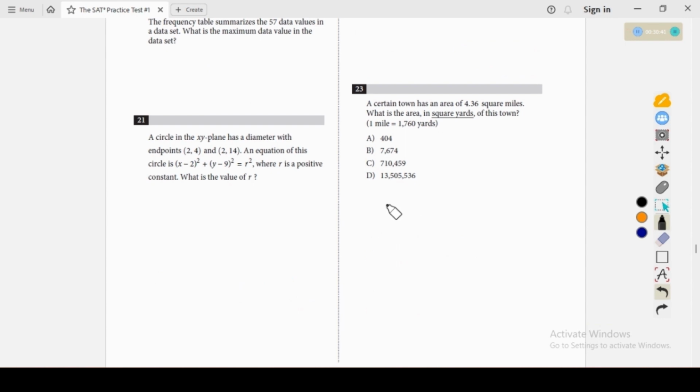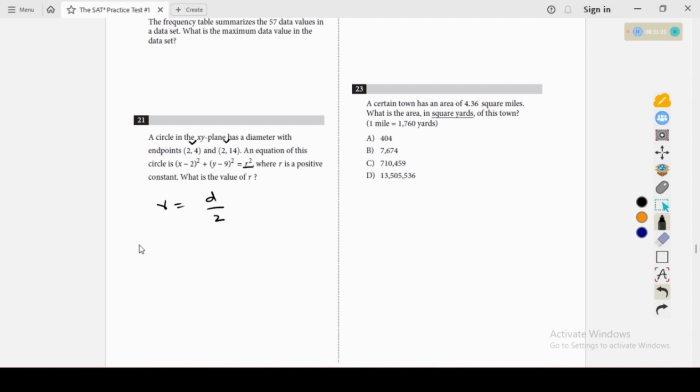In question number 21, a circle in the xy plane has a diameter with endpoints (2, 4) and (2, 14). An equation of this circle is (x minus 2) whole square plus (y minus 9) whole square equals r square, where r is a positive constant. What is the value of r? Since r represents the radius of the circle and these two points are the endpoints of the diameter, the radius will be half of the diameter.